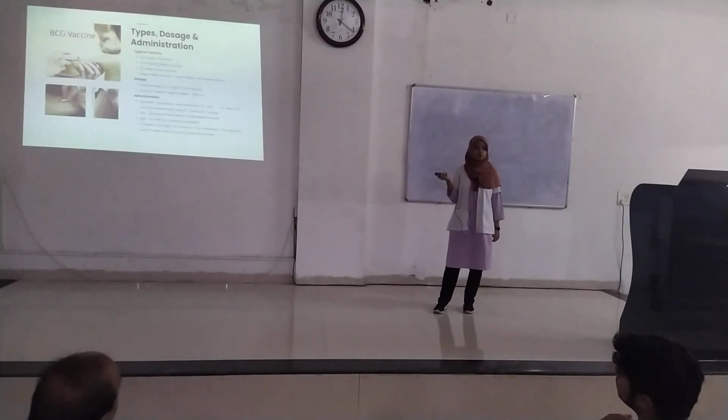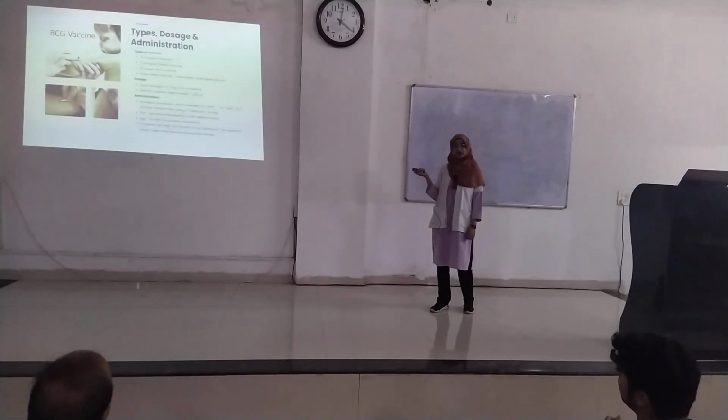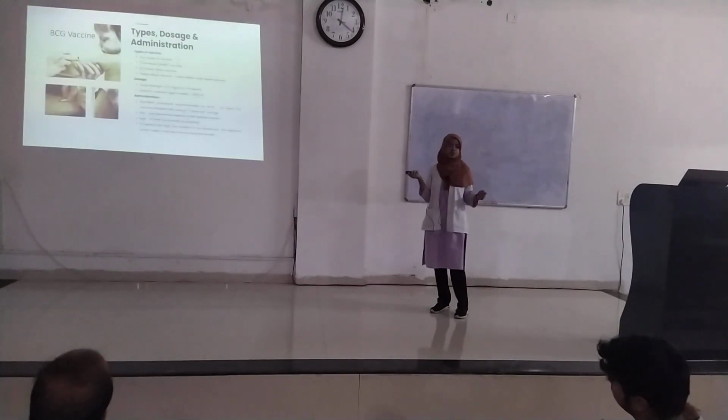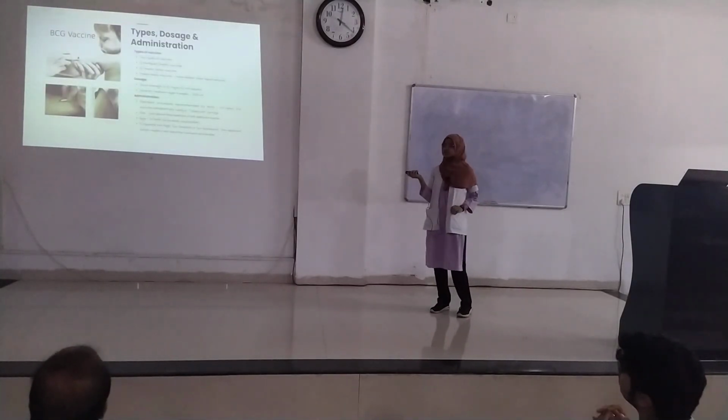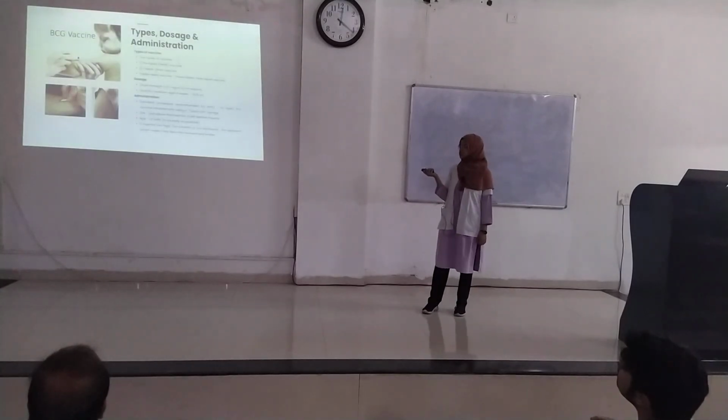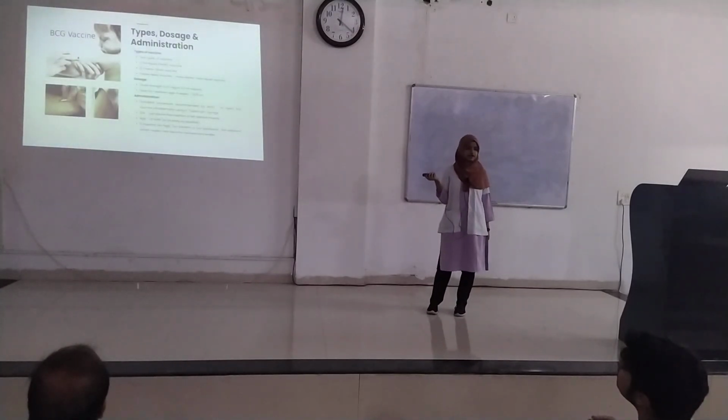Dosage. The usual strength of dose is 0.1 mg in 0.1 ml for older children, and for newborns of age less than 4 weeks it is 0.05 ml. As the skin of a newborn is very thin, we cannot use the full dose in a newborn. Administration: the standard procedure recommended by WHO is to give an intradermal injection using a tuberculin syringe.